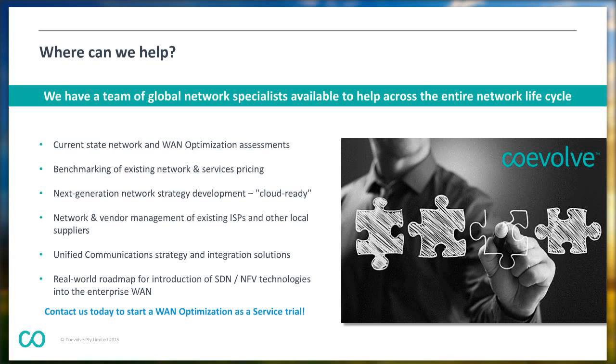So again, this is an area that we're able to add a lot of value in and help enterprises with. And one of the more recent areas that we're helping with is acting as a sounding board and as an advisory group to help develop strategies that take into account some of these emerging technologies like SDN and NFV.